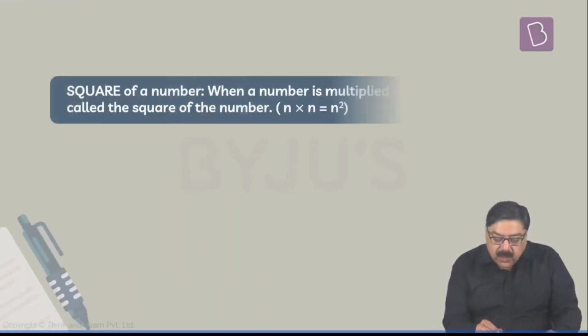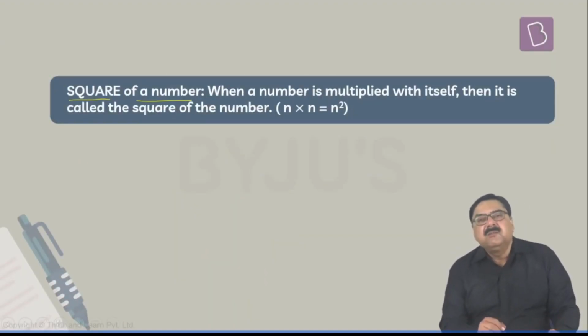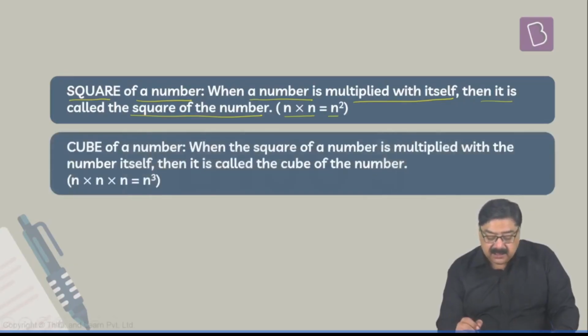Now what is a square? Square of a number, as most of you know, is when a number is multiplied with itself, then it is called the square of the number. That is n into n equals n square. That's how we write it.